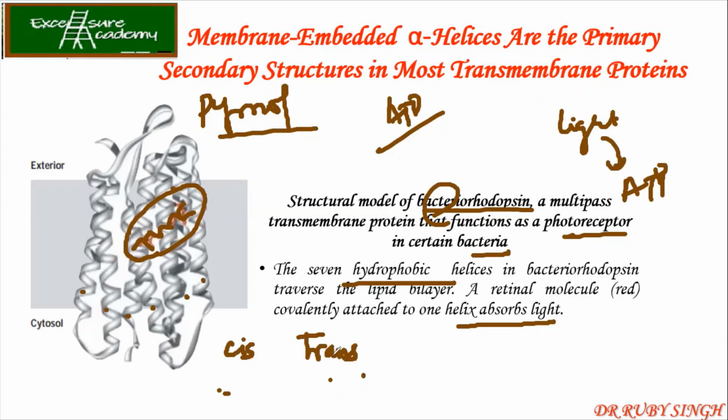Once light falls on this, the cis form of retinal gets converted to trans, and during this it allows the passage of ions. When this electrochemical gradient is formed, it helps in the formation of ATP. This is just the overview. In detail, we will do it once we start the membrane solute.